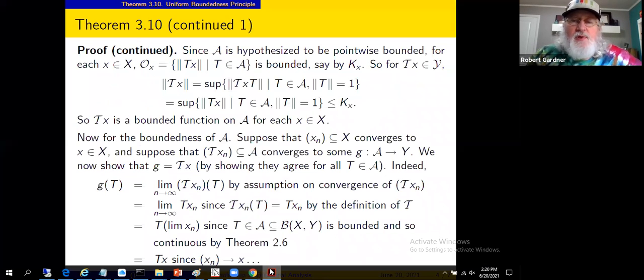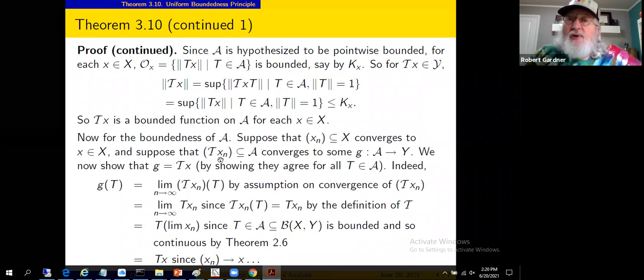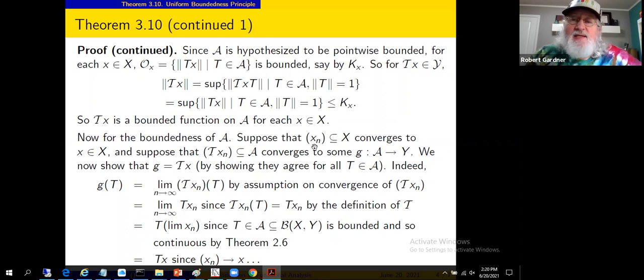Back to the proof. So we're taking some X sub n's and some calligraphy T of X sub n's, some inputs and some outputs of calligraphy T. So suppose we get the sequence X sub n to converge to X, and we get this sequence, calligraphy T of X sub n, to converge to something, some G, a function that maps calligraphy A to Y. So this would be something in the direct product, calligraphy Y, we denoted it as.